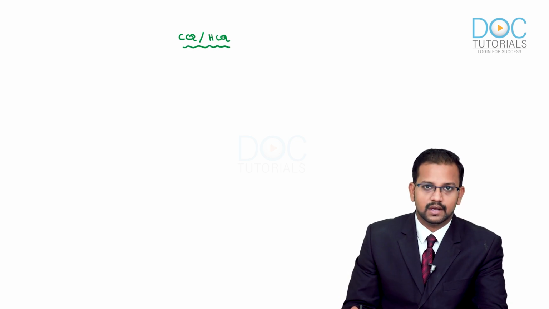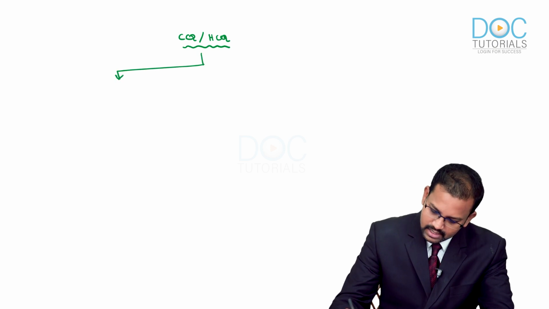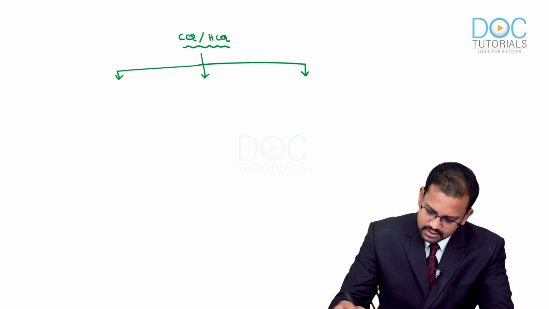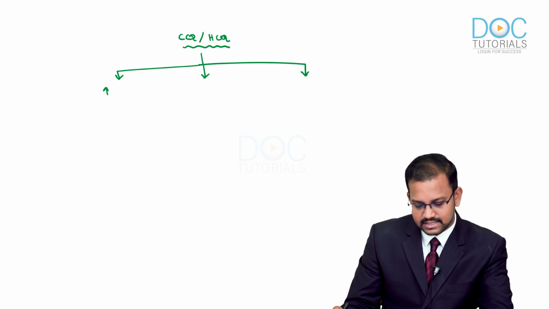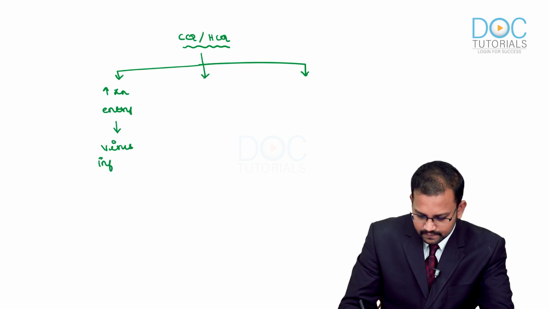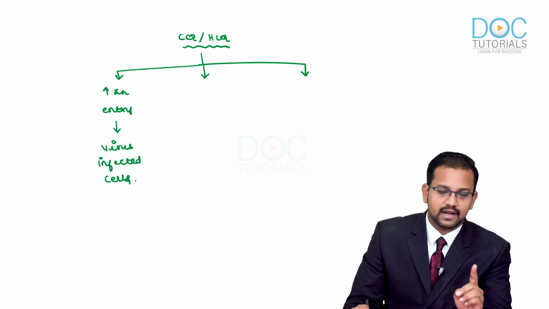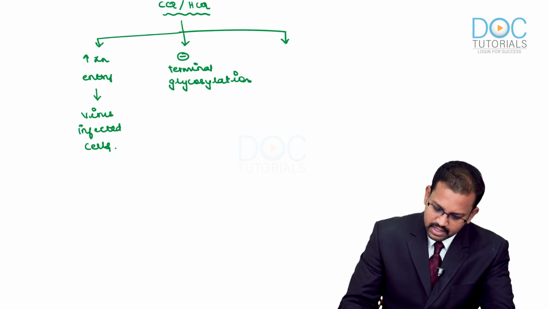Now, how is this drug going to target SARS-CoV-2 infections? It is going to target via three major mechanisms. The first one, it tends to increase the entry of zinc into the virus infected cells. That is the first mechanism. The second mechanism, it tends to block terminal glycosylation.